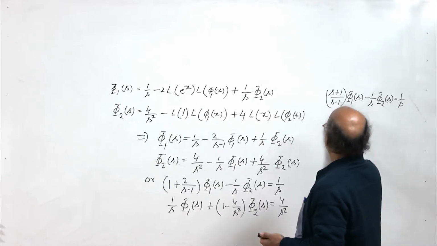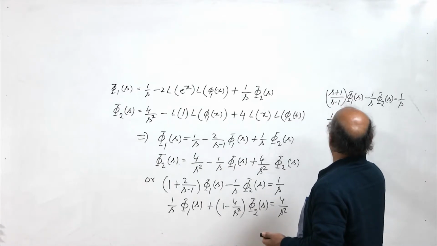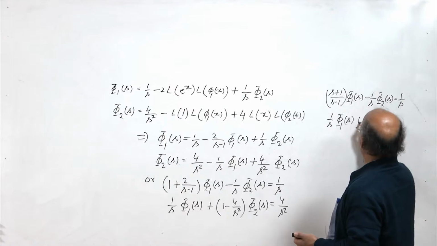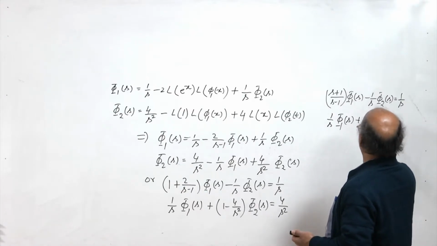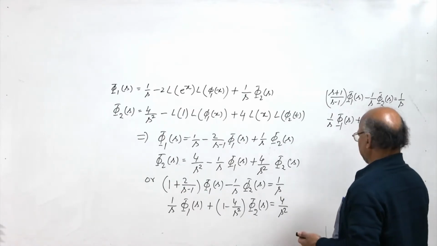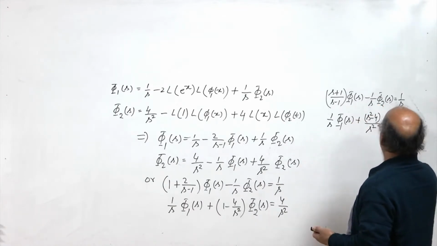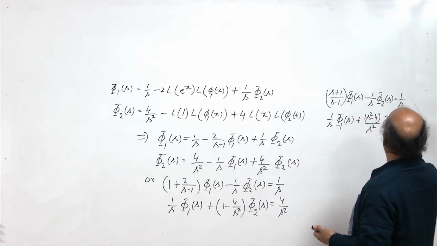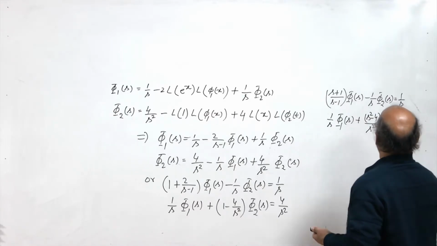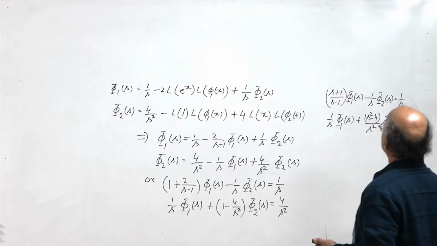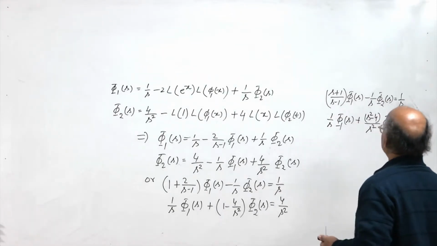Then 1 over s phi 1 s plus s square minus 4 divided by s square into phi 2 s equal to 4 over s square. Now these two are linear equations in phi 1 s and phi 2 s. We can solve them for the values of phi 1 s and phi 2 s.